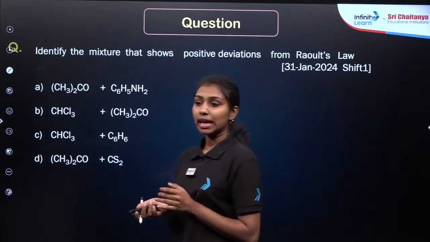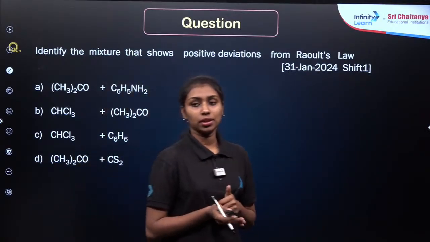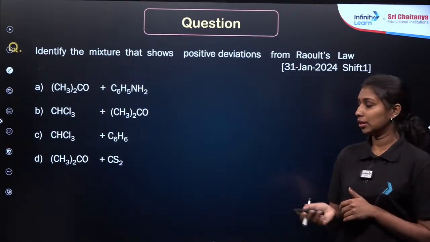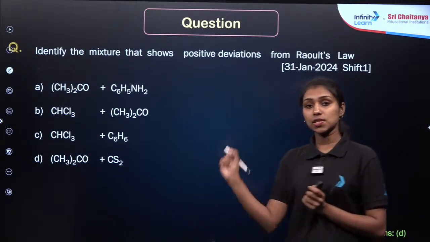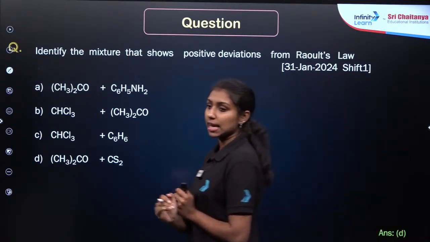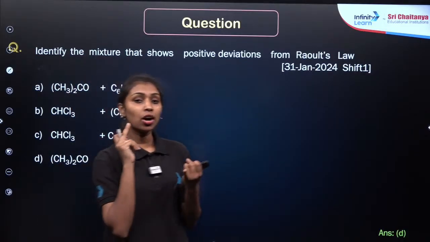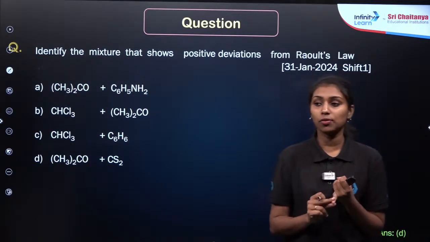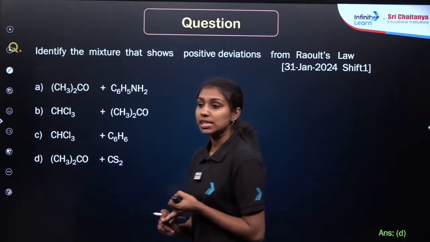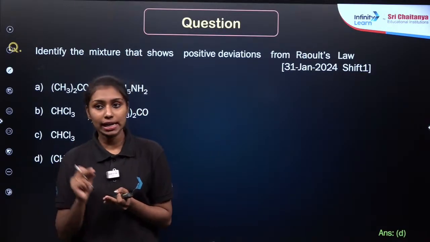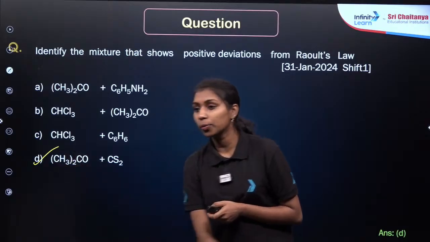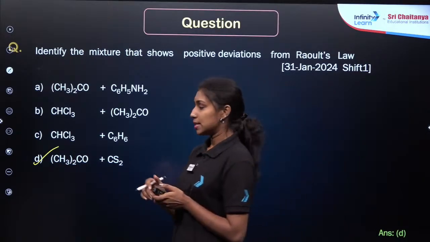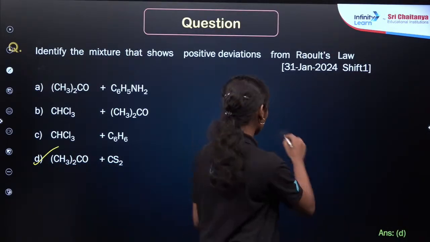These are the examples given in the NCERT. Option D will be our correct answer: acetone plus CS2, carbon disulfide. Just refer to our NCERT. You need to keep in mind all the examples for positive deviation from Raoult's law, negative deviation from Raoult's law, and the examples for ideal solutions also. So option D will be the correct answer here. I hope you understand. Refer to NCERT for the examples.